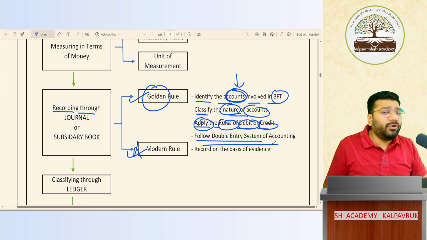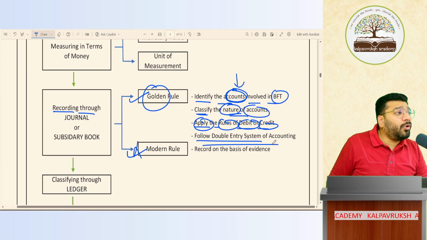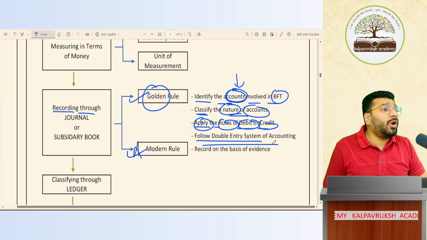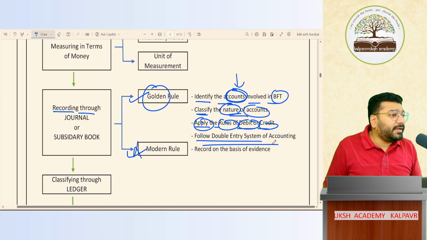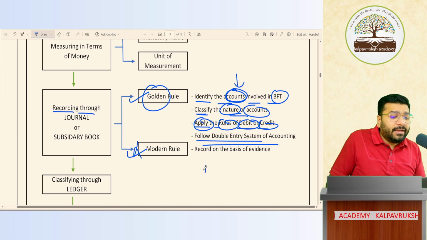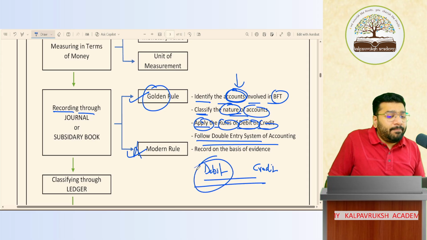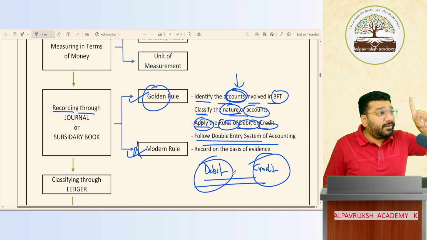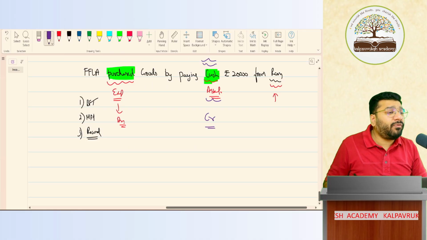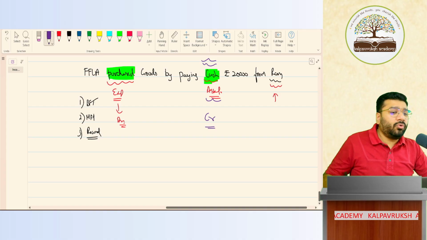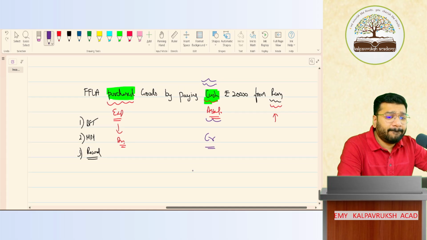This way, if you decide debit and credit, it means you are following the double entry system of accounting. Which means every transaction has a twofold effect, a twofold aspect. One should be debit, another should be credit. So when you give an impact of debit and credit both in one single transaction, we say we are following the double entry system of accounting. Okay, not okay?